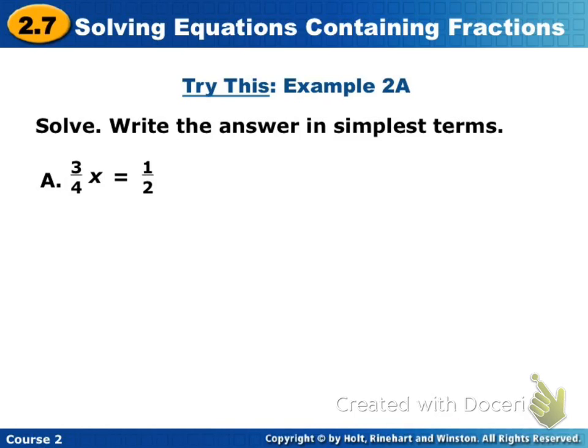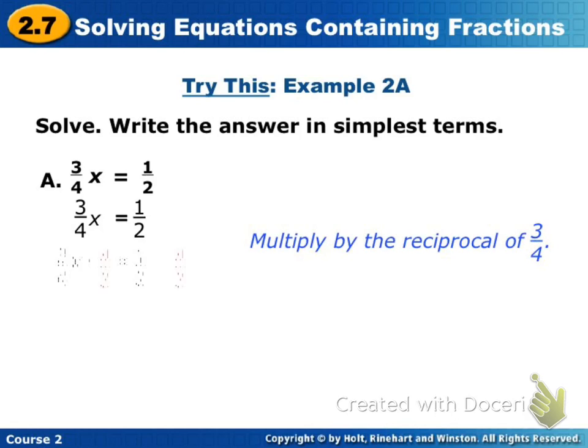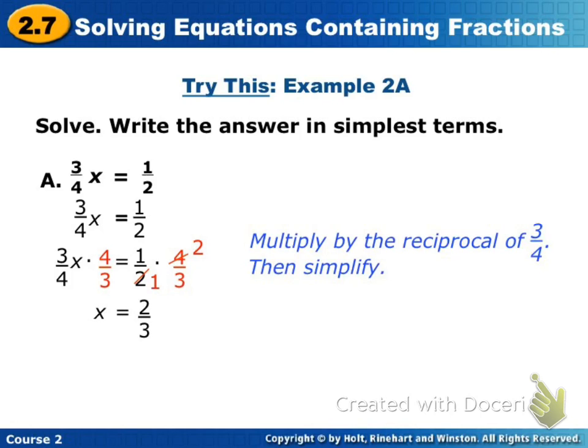Three-fourths of x is equal to 1/2. So we want to multiply both sides by the reciprocal of 3/4. And then we can simplify before we multiply. And again, keep in mind that if any of these were negative, then you would have to evaluate the integer.